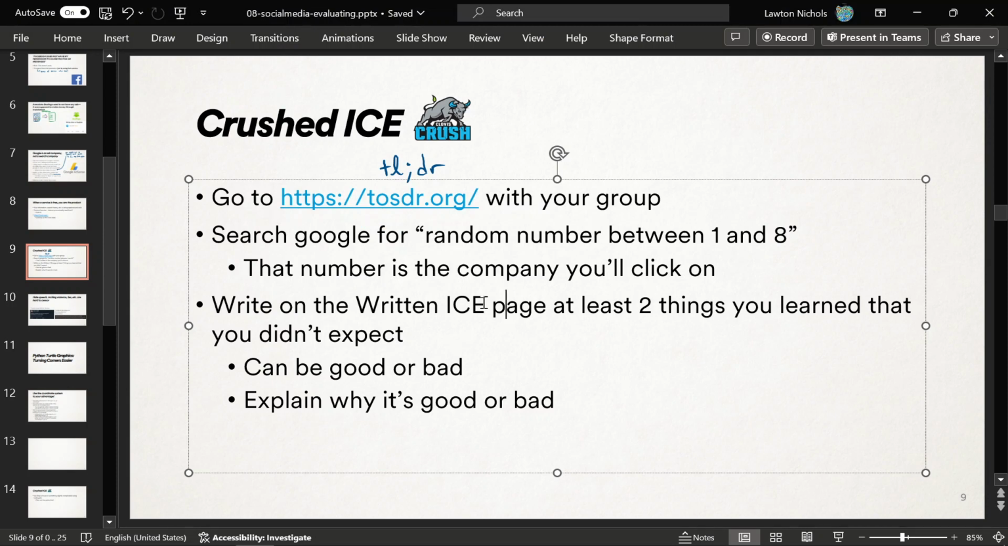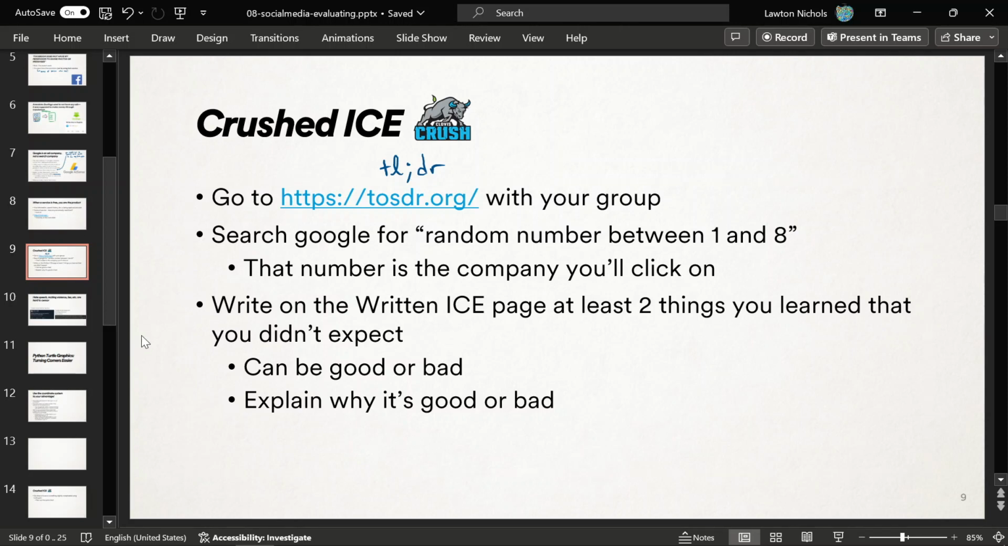And please, on the Written Ice page, write down at least 2 things that you learned from that list of things that you read for that company that you didn't expect. It could be either good or bad, doesn't matter. And please explain why it was good, why it was bad. Does that make sense? The activity? That's what I'd like you to do.